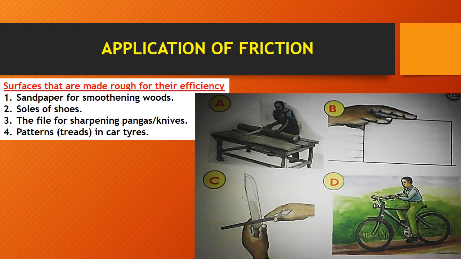Application of friction. The following are the surfaces that are made rough for efficiency in work. Number 1. Sandpaper for smoothing wood. 2. Soles of shoes. 3. The file for sharpening pangas or knives. 4. Patterns or the threads in car tires.